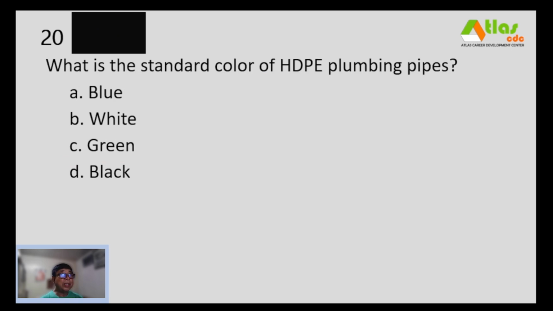Question number 20. What is the standard color of HDPE pipe plumbing pipes? A. Blue. B. White. C. Green. And D. Black.